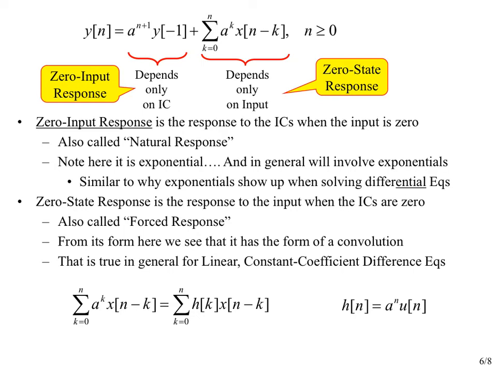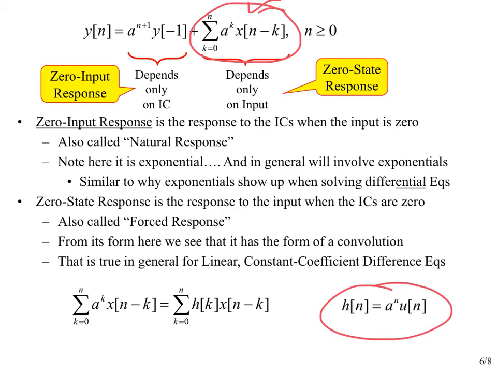And if we look carefully at this, we can see that this is indeed a convolution. So we've already seen that the convolution solves the 0 state part of the response. And we can actually deduce from this what the impulse response is for this particular system. So if we look carefully at this, we can deduce that the impulse response is going to be a to the n u of n.